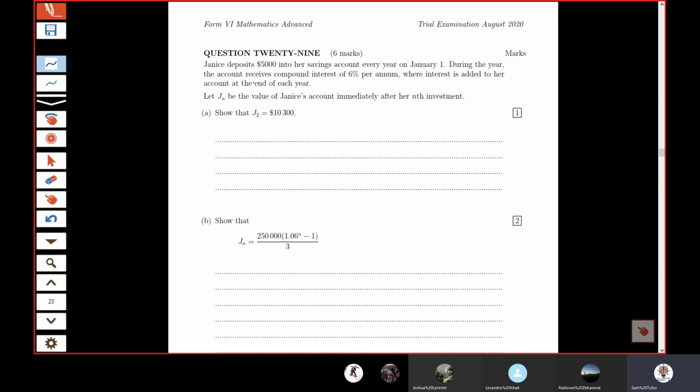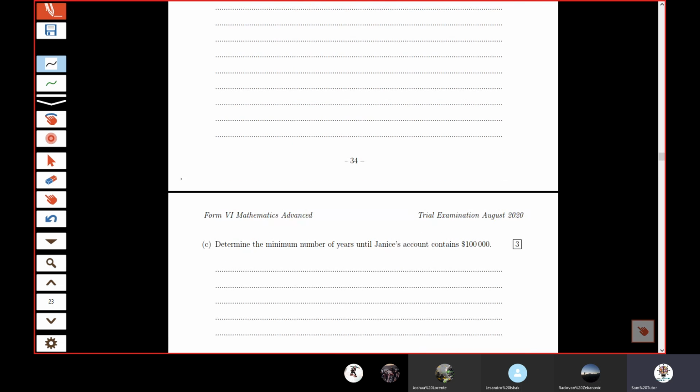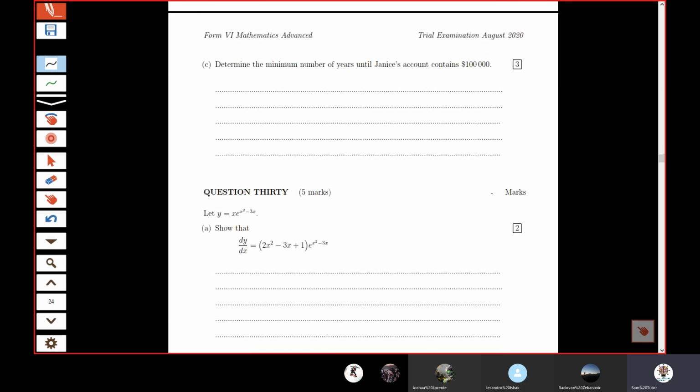Let's see. Janice deposits $5,000 to a savings account every year. Then you're trying to work out how much she has at the end of, let's say, 30 years, 40 years, 50 years, at a certain interest rate. Important stuff that you actually need to know for life. This is probably the only topic that everybody enjoys because it's actually applied. But anyways.